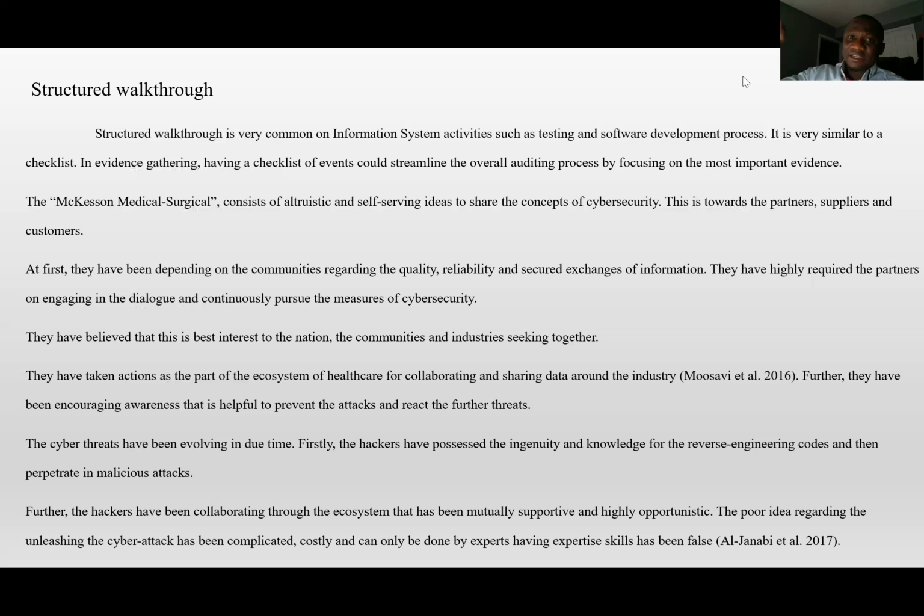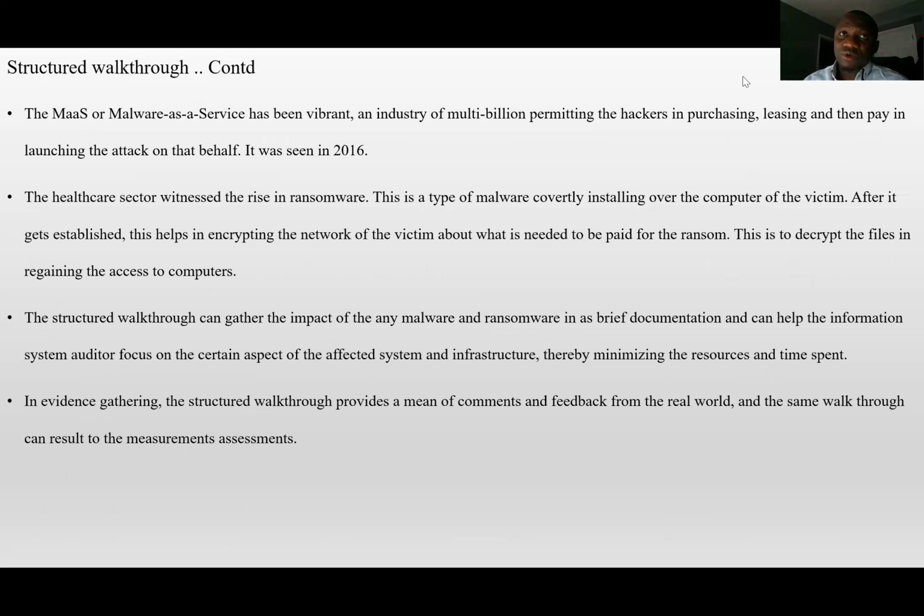So we have a kind of process that looks into some check boxes or tick marks that you have to put together to get the evidence that you need. This is also very important because at times you're working under a very tight schedule, and you don't want to go to too many sources to get information. The structured walkthrough will help you streamline and focus on a particular area to get the evidence.